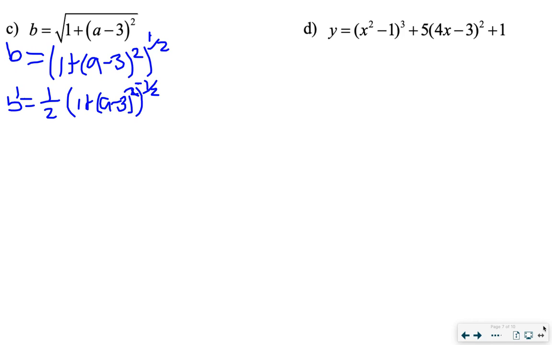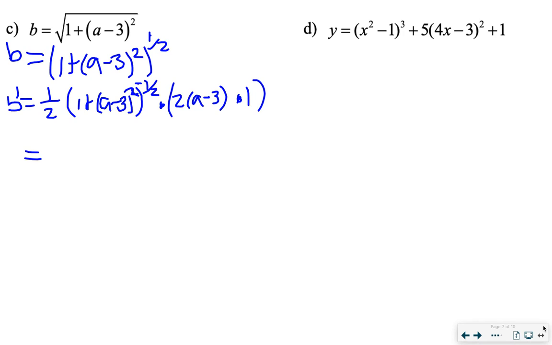Okay, so now I'm going to take the derivative of the 1 plus a minus 3 squared inside, so I'm going to multiply that. The derivative of 1 is 0, so I'm looking at the a minus 3 squared. So I'm going to have 2 times a minus 3, and then that's got to get multiplied by 1, right? Because it's using that chain rule there. Bring the 2 down, multiply by the derivative of what's inside the brackets. The derivative of a minus 3 is 1.